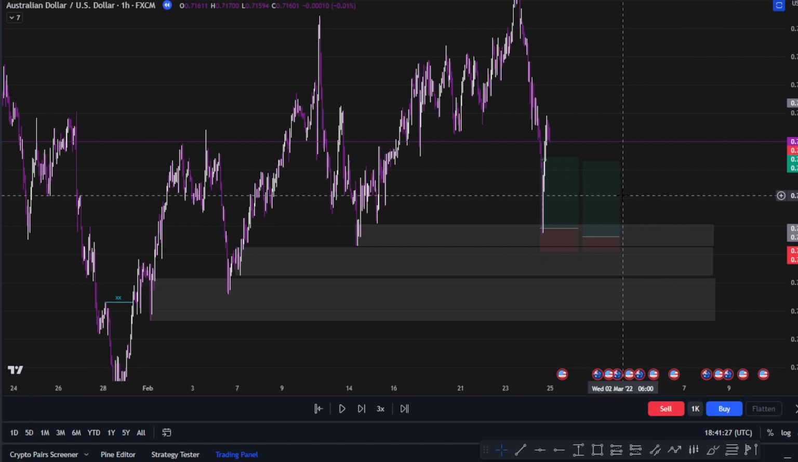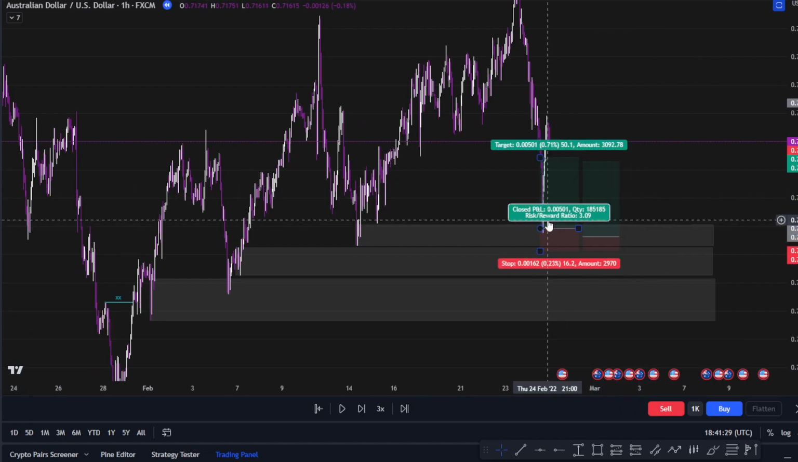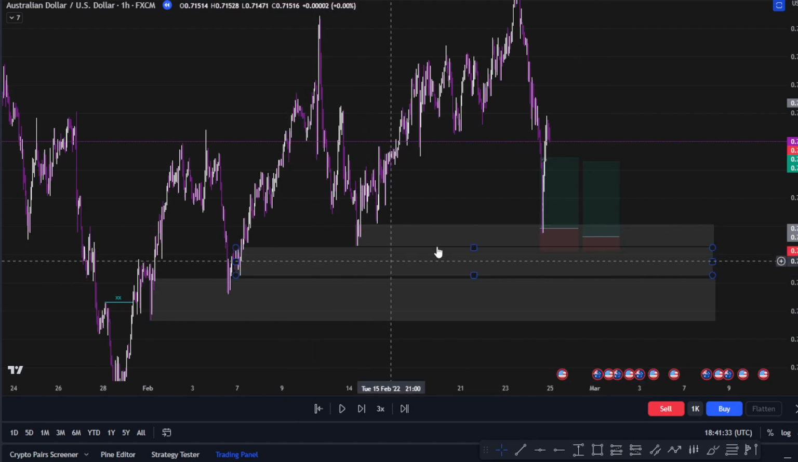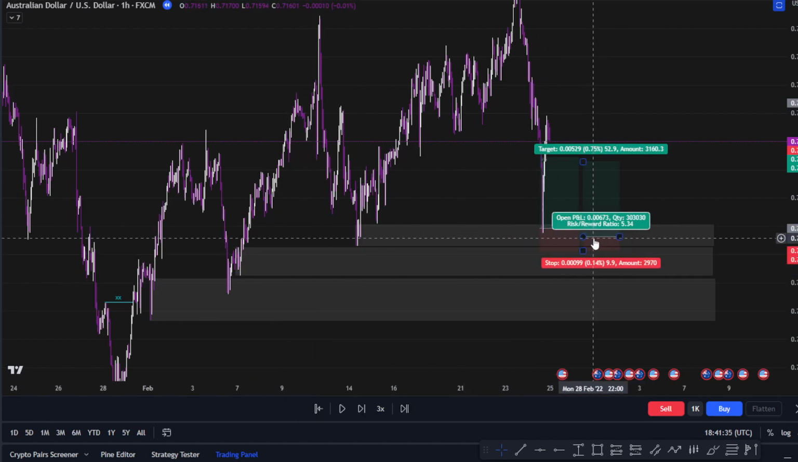So here you can see that if you do this, you're risking more, but you are essentially getting tapped in a lot more, while the dude that's trading with the 50% mark is going to get a lot less trades.